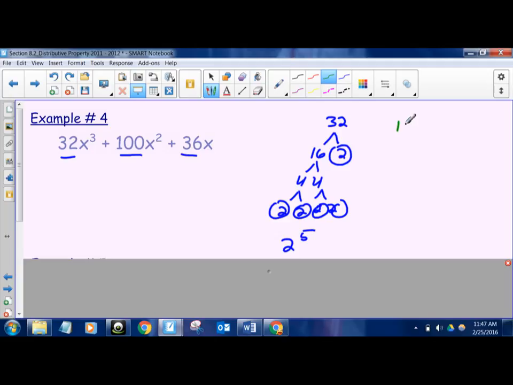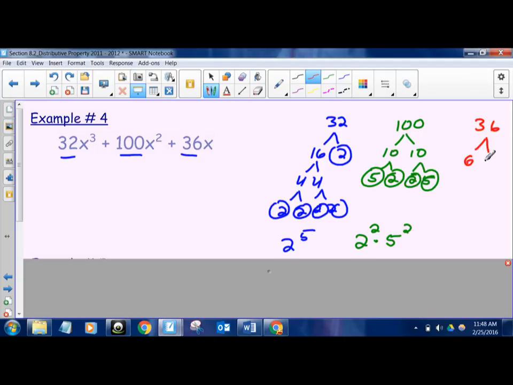Let's compare that with 100. Now 100 is 10 times 10. And each of the 10's is 5 times 2, or 2 times 5. And all those are prime. So the prime factorization of 100 is 2 to the 2nd power times 5 to the 2nd power. And this is going to help us with the GCF. And 36 is 6 times 6. And each of the 6's is 3 times 2. Circle your primes. And you've got 2 squared times 3 squared. Now we ask ourselves, what's the GCF?